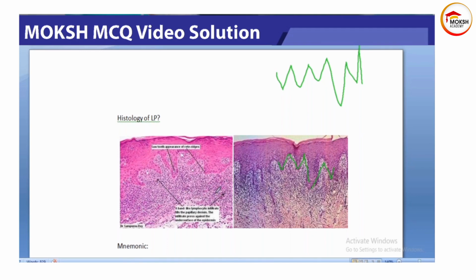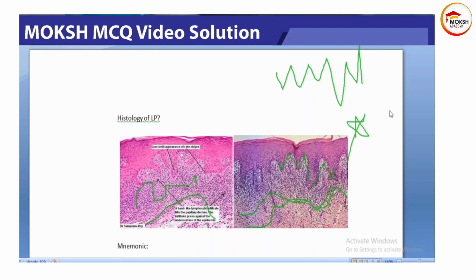Saw-tooth rete ridges. Apart from that, there will be a band-like lymphocytic infiltrate in the dermis. All these dots are lymphocytes that have infiltrated the dermis, here and even in this picture. So it looks like a band of lymphocytes in the dermis. These are the two things you are supposed to remember as the histology of lichen planus.